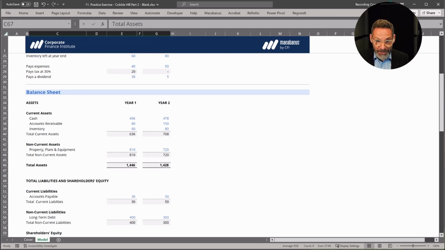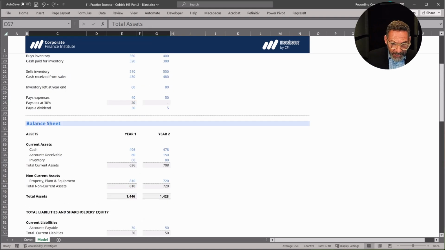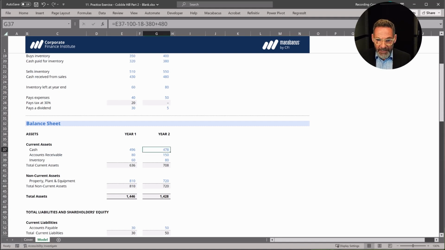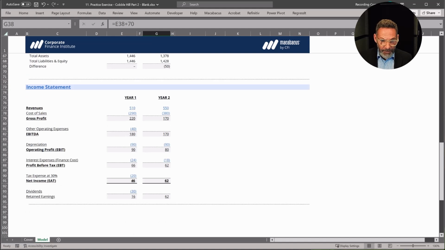We're almost there. Now we have a couple of other things to do. We need to pay expenses of 50. Let's do that. Cash goes down by 50. And we have to record an expense on the income statement of 50. Good. Accounting equation right here at the top still holds.